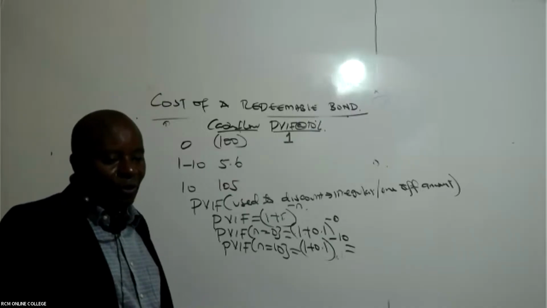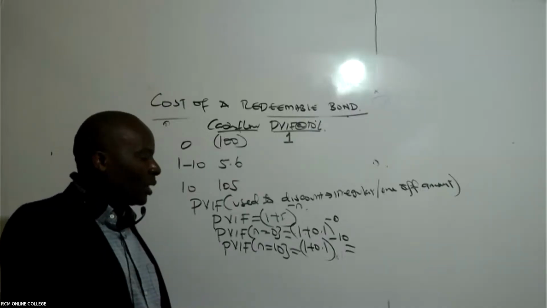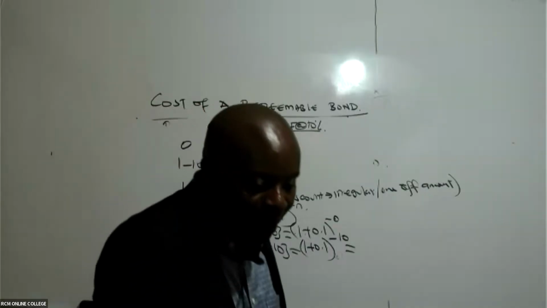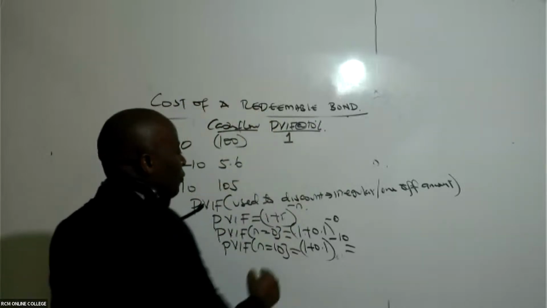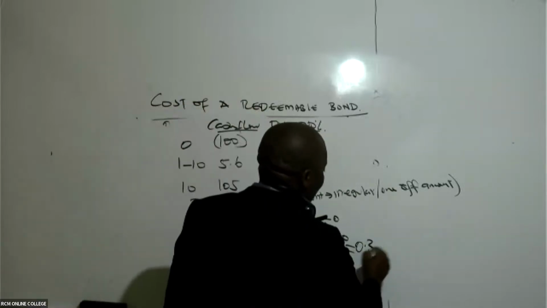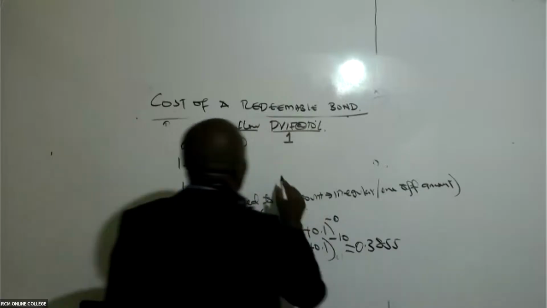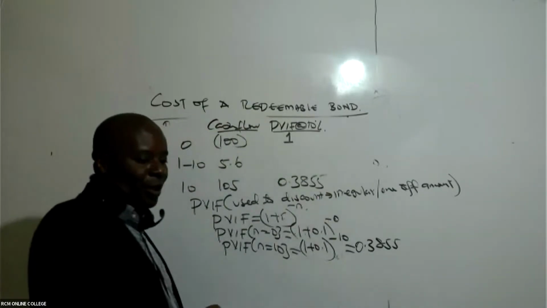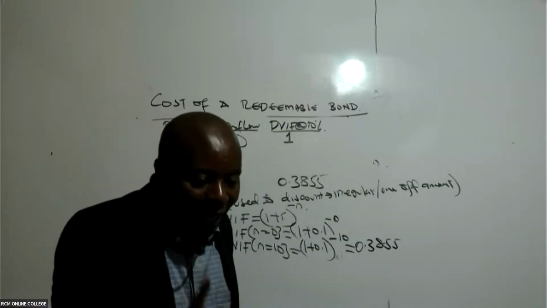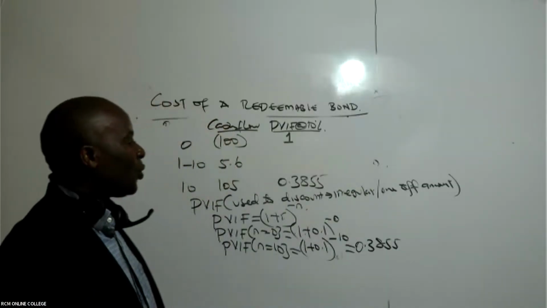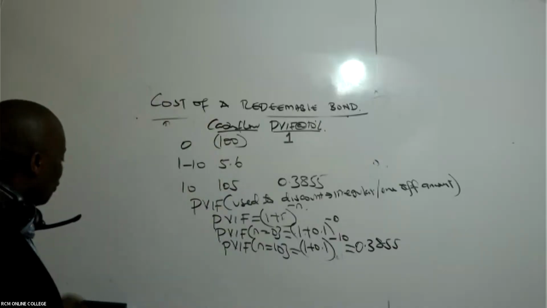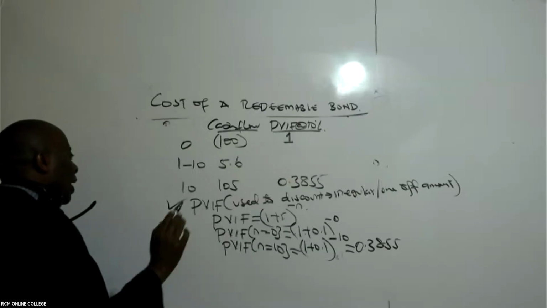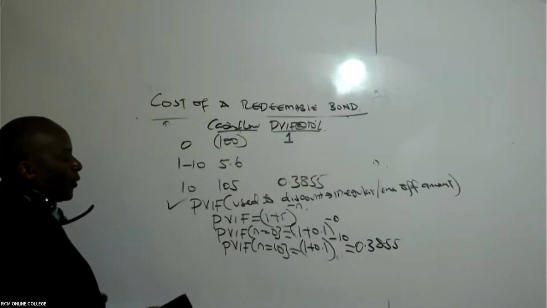Is there some good student who is able to give me this answer? 1.1 raised to negative 10. What figure are we getting? So in this case here from BR, we're getting 0.3855. Is there someone else who is able to confirm this figure? I also have Angie and Kibisu, they've been able to confirm this one here. Thank you so much. So that's what we call PV, used to discount irregular or one-off amounts, one-off cash flows.